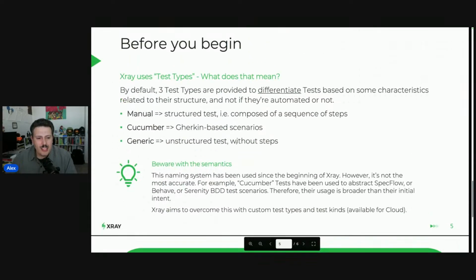Beware of the semantics. The naming system has been used since the beginning of Xray. However, it's not the most accurate. For example, cucumber tests have been used to abstract SpecFlow or Behave or Serenity BDD test scenarios. So their usage is broader than their initial intent. Xray aims to overcome this with custom test types and test kinds available for cloud. I don't know that I've seen them, but apparently they're available in the cloud.